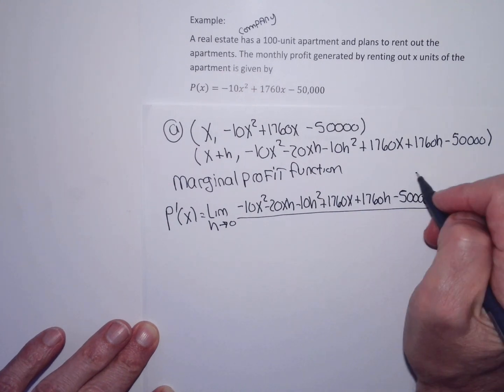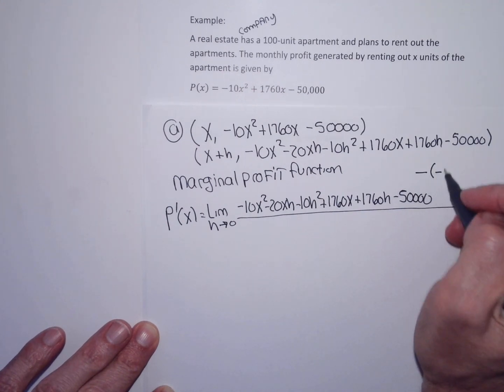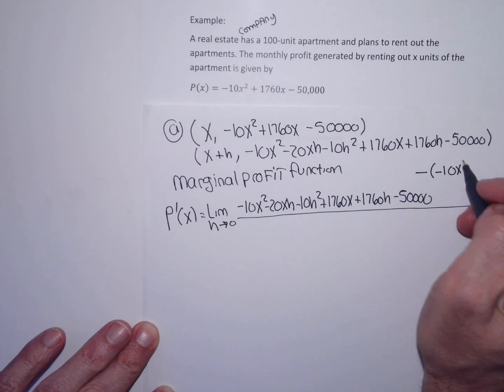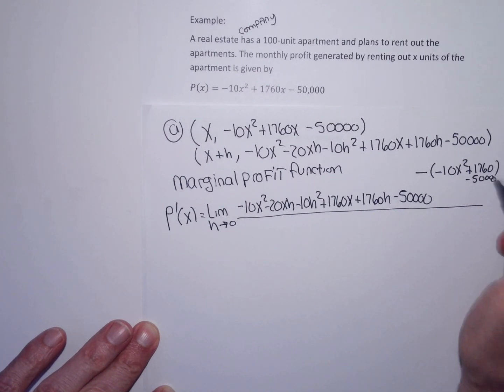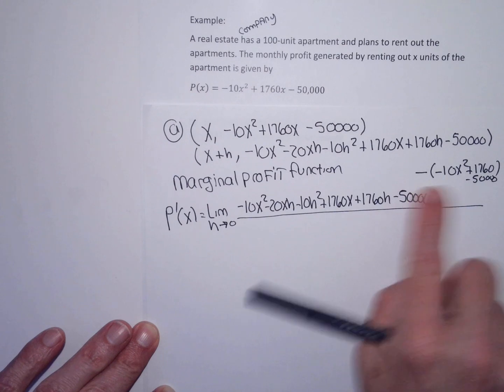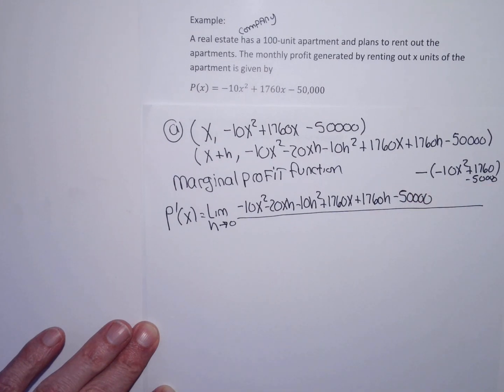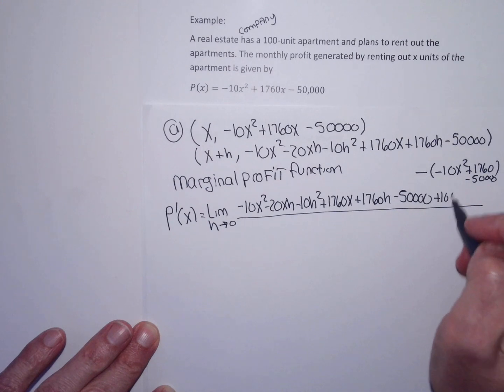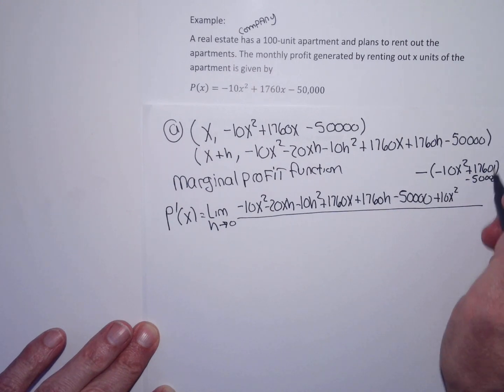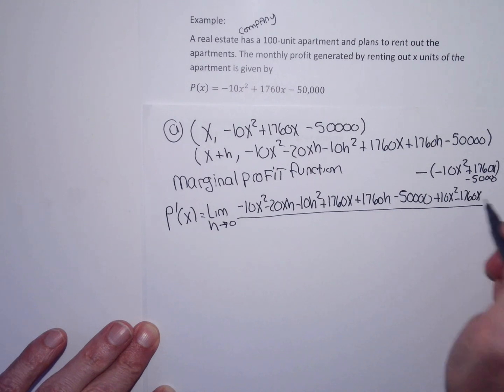After this, I'm supposed to do minus negative 10x squared plus 1760x minus 50,000. So this is what I'm supposed to put after in parentheses. But let me just delete the parentheses and clear the parentheses now and get positive 10x squared minus, I forgot the x here, minus 1760x plus 50,000.